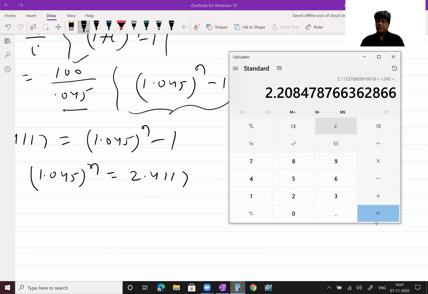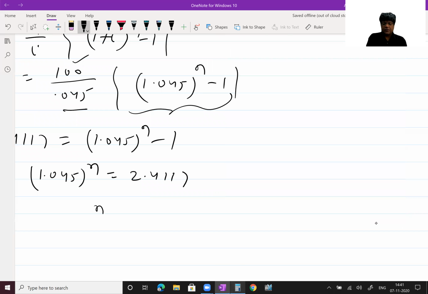Some mistake has happened, guys. Again, doing it from the beginning. 1.045 into equal to means square. So 3, 4, 5, 6, 7, 8, 9, 10, 11, 12, 13, 14, 15, 16, 17, and we need, okay, 18, 19, 20. Oh, exactly got it. Guys, at 20 it is exactly coming to 2.4117. So n is equal to 20 years.